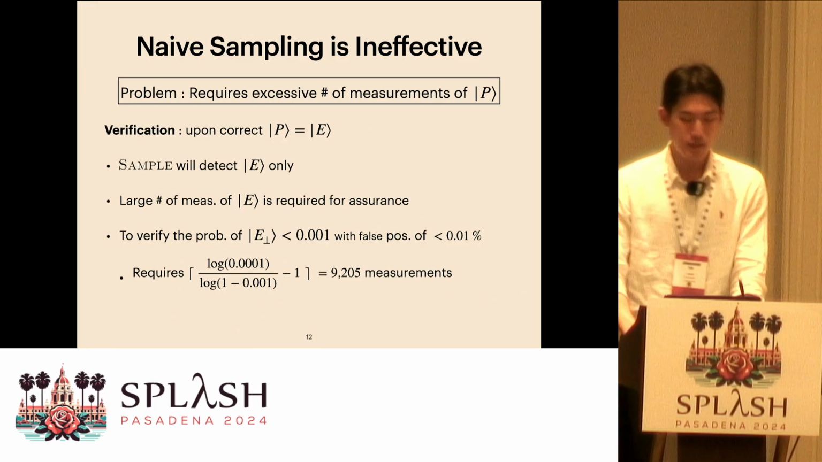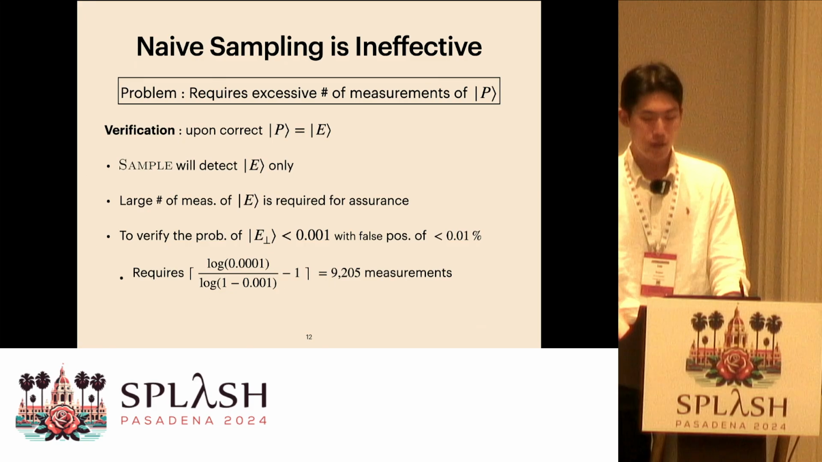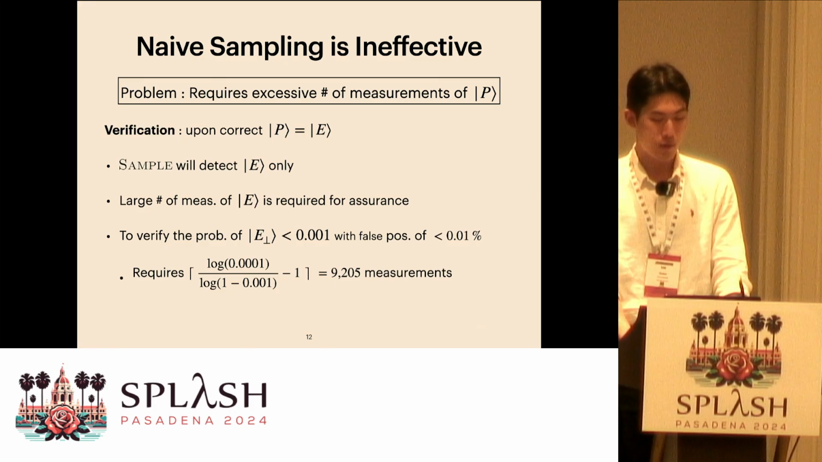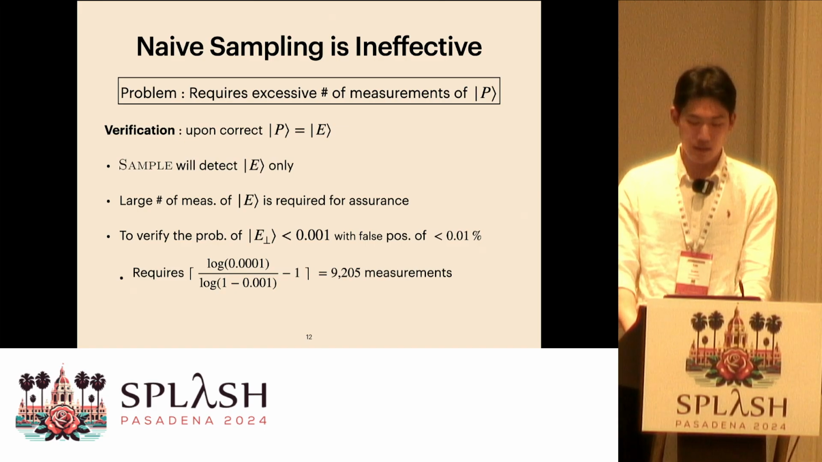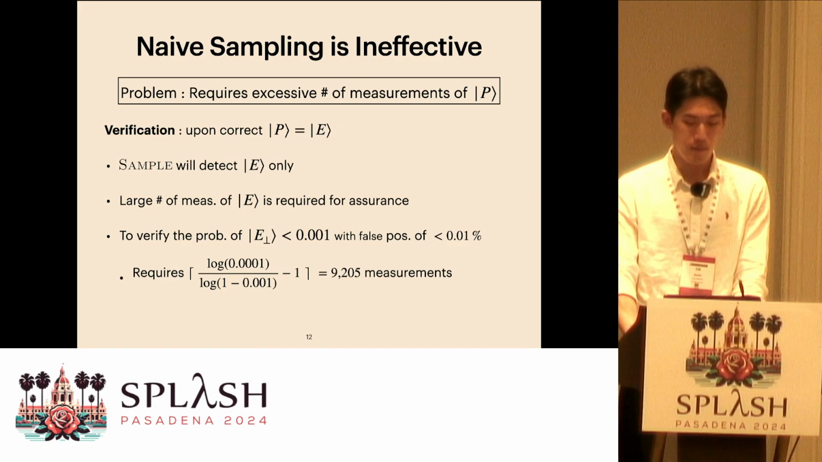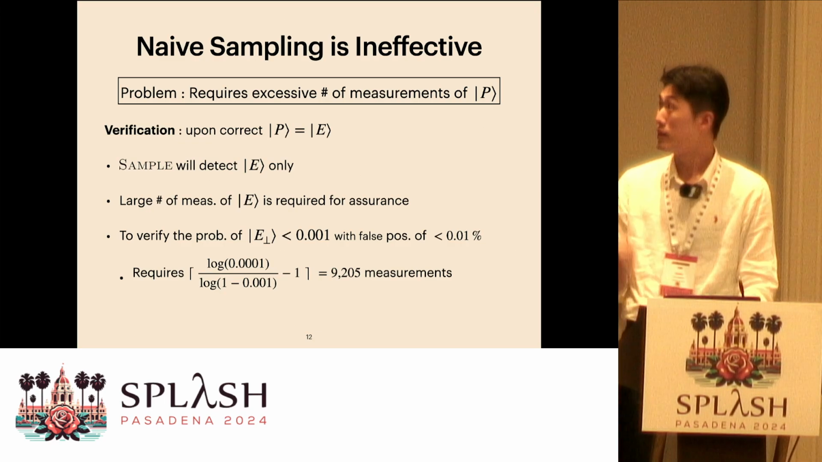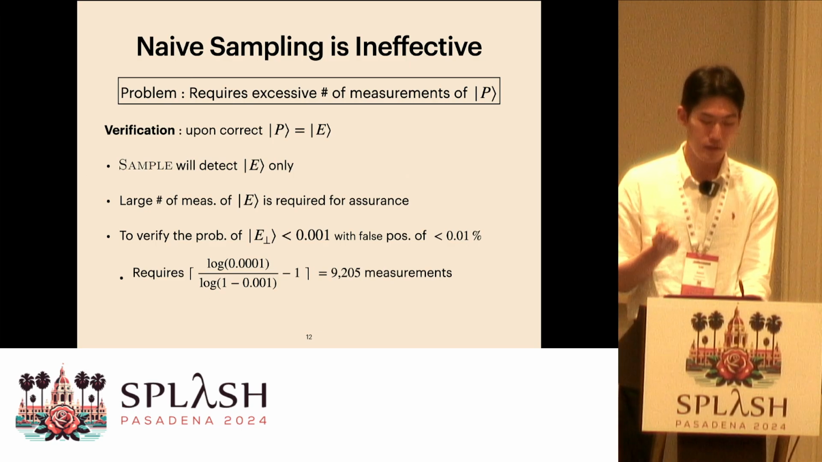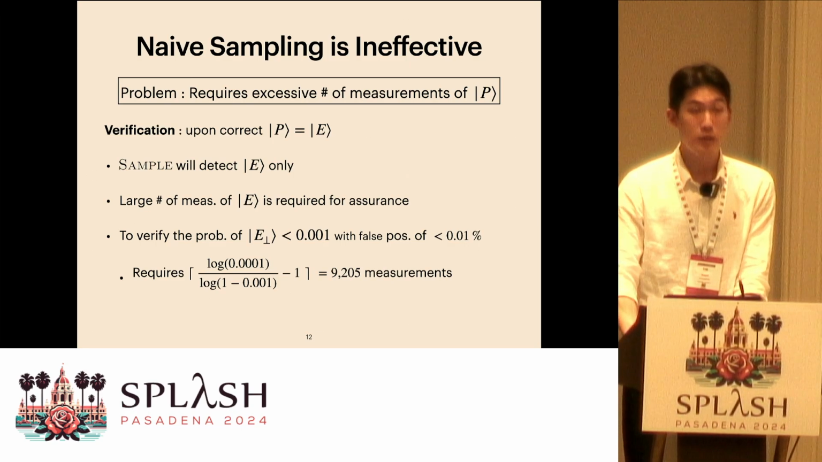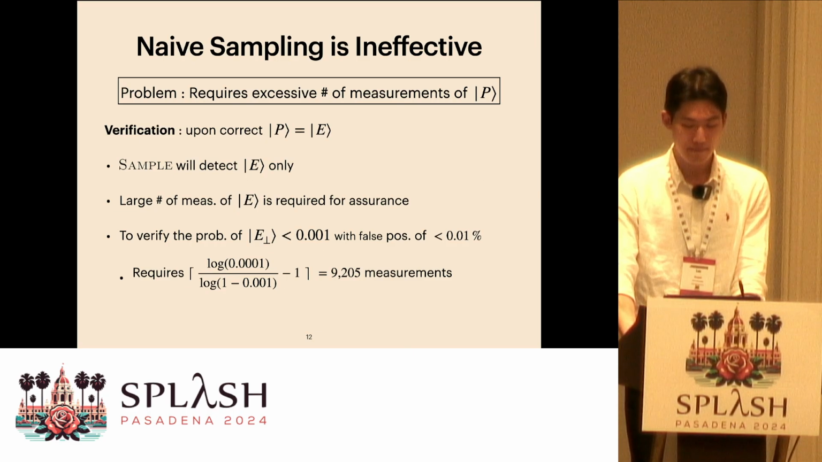In another case, to verify the correctness, we also need a large number of measurements for assurance. For example, to ensure the probability of the unexpected term is smaller than 0.001 in this example, we need about 9,000 measurements, which necessitates running the circuit a substantial number of times.